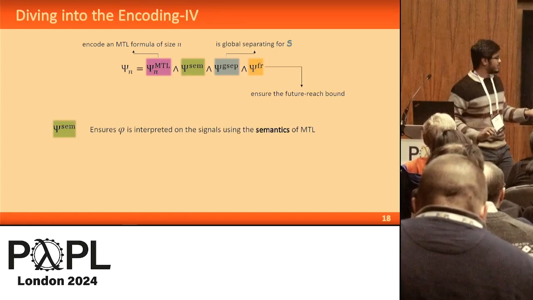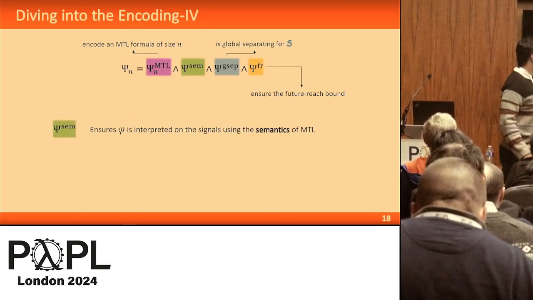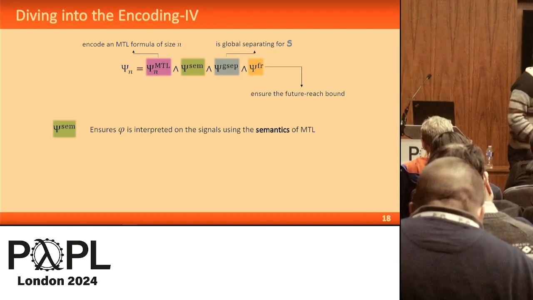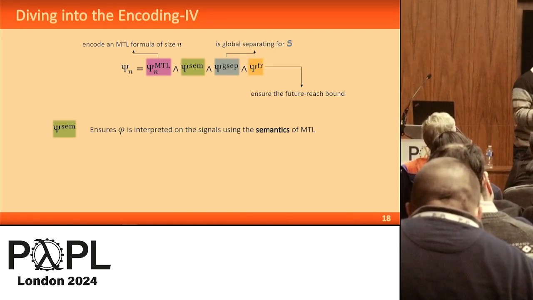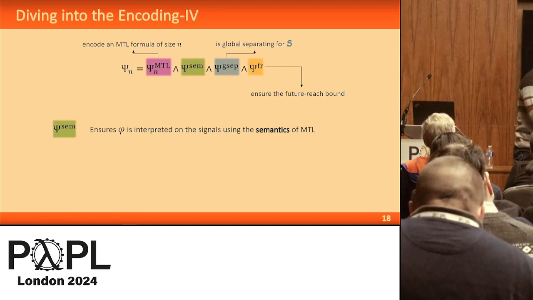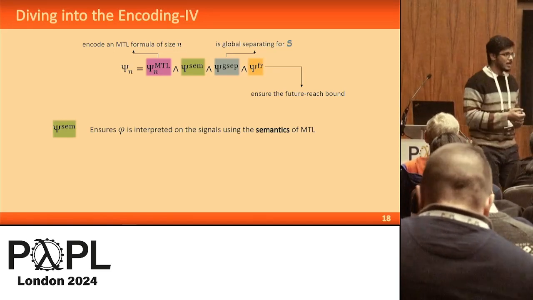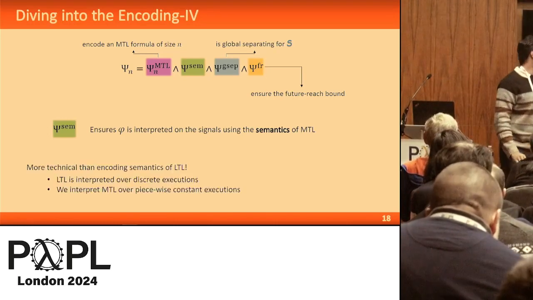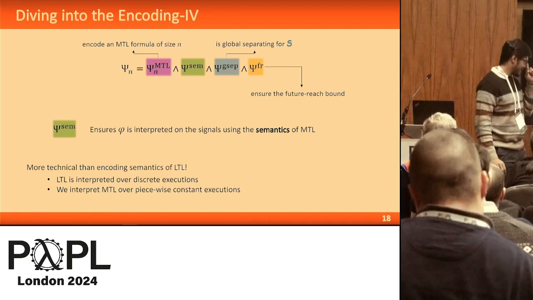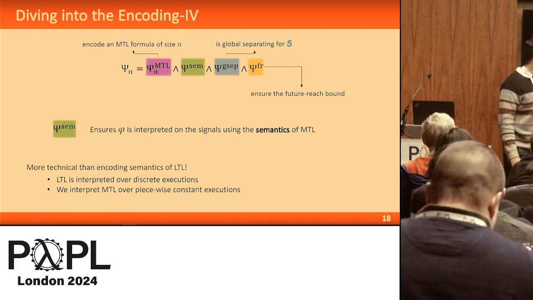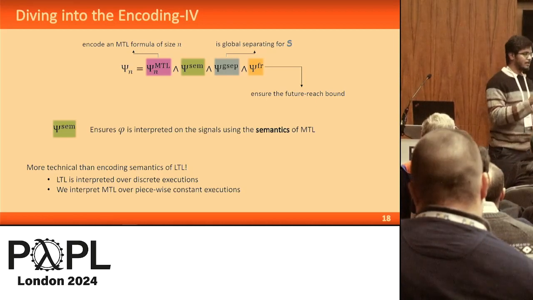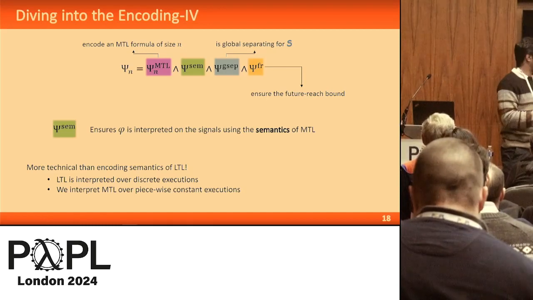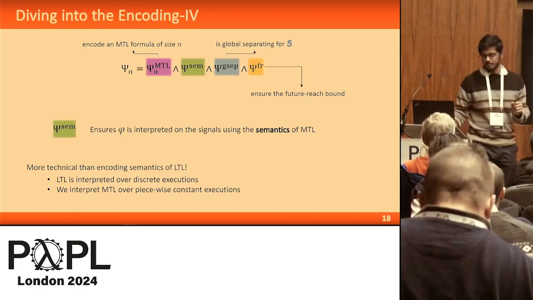Now we get to the most complex part, which I believe to be the part which ensures that the semantics of MTL is followed when we interpret it over the executions that we have. Now this is different from the existing work because when they did the encoding for LTL, LTL is interpreted over discrete executions, but we interpret MTL over continuous signals, piecewise constant executions in particular, and this makes a difference.